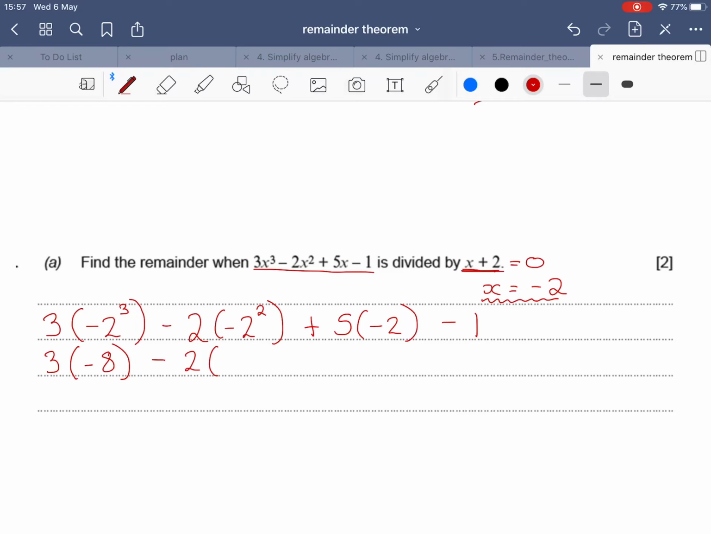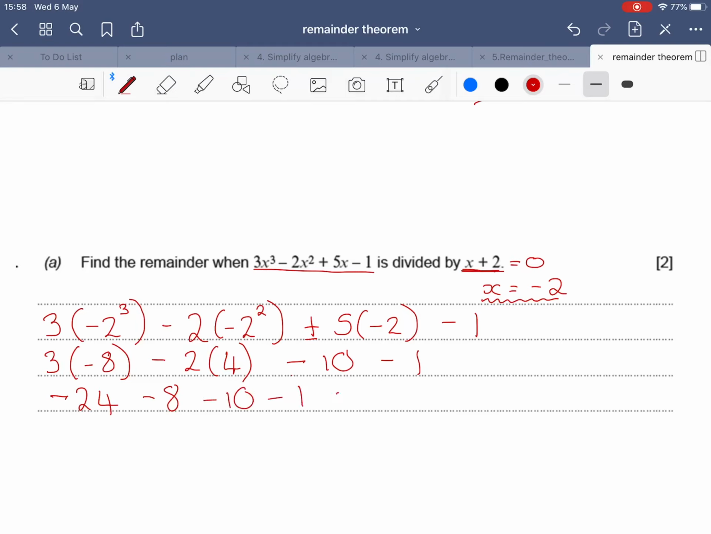We're minusing 2 lots of minus 2 squared. So again, if you put that into your calculator, it can give you the wrong answer, because on my calculator I've put in minus 2 squared and it's come out as minus 4, but minus 2 times minus 2, two negatives make a positive, so that is just 4. So be extra careful when using calculators. 5 times minus 2 is minus 10. So the plus has turned into a negative, and then I'm minusing another 1. 3 lots of minus 8 is minus 24.